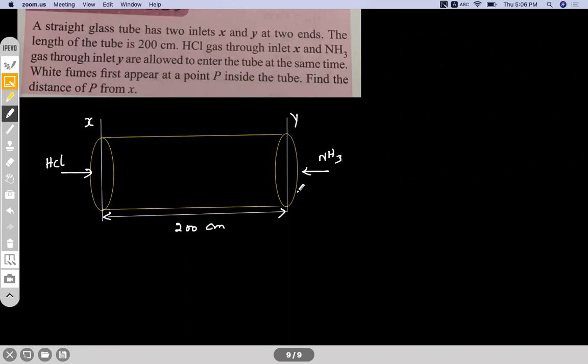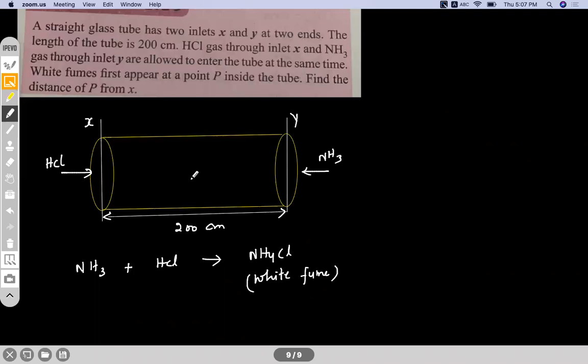At the same time, white fume first appears at point P inside the tube. Okay. So white fume is what? Suppose we have the reaction of NH3 and HCl. So when this NH3 and HCl reacts, this forms NH4Cl, and this reaction gives white fumes. Basically white smoke kind of thing appears, which confirms that NH3 and HCl reacts somewhere here.